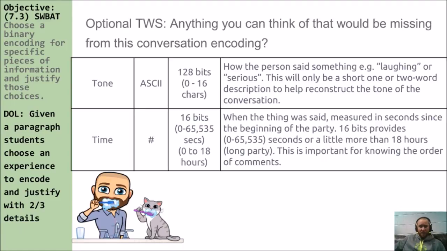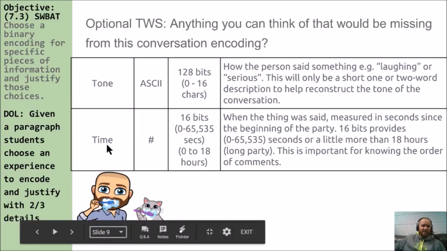If it's a long party, that is a very long party, 18 hours. This is important for knowing the order of comments. Yeah, this is a data type that you just could not leave out if we're going to reconstruct a conversation.